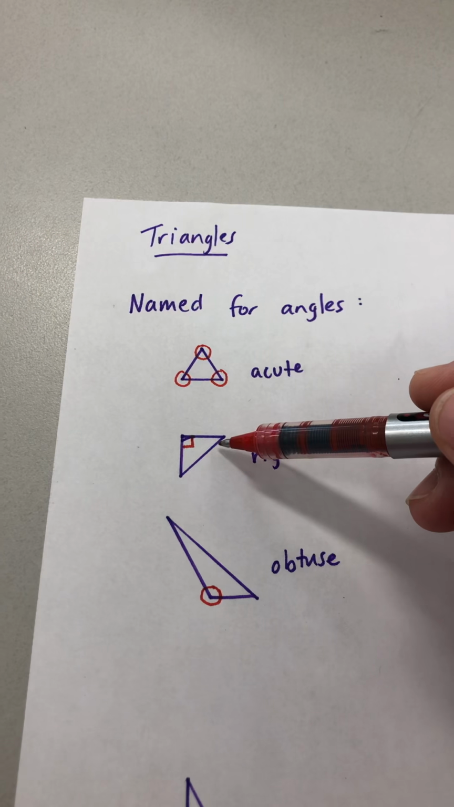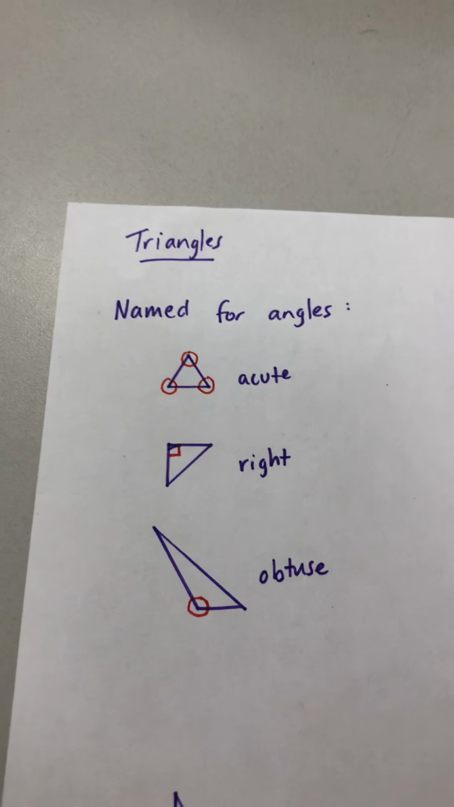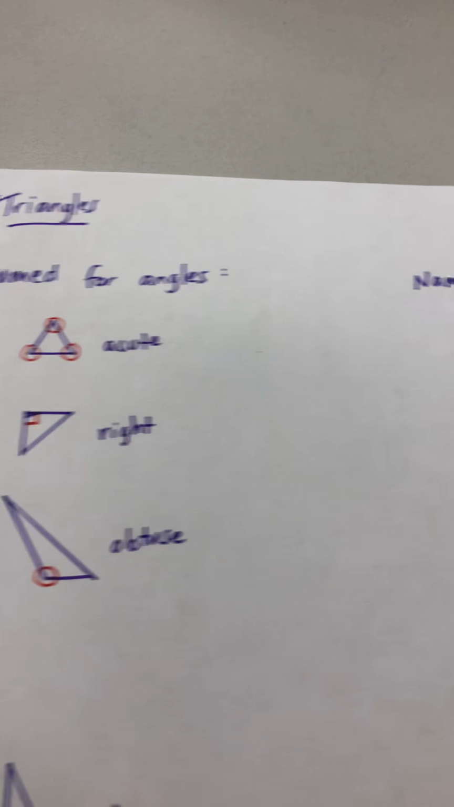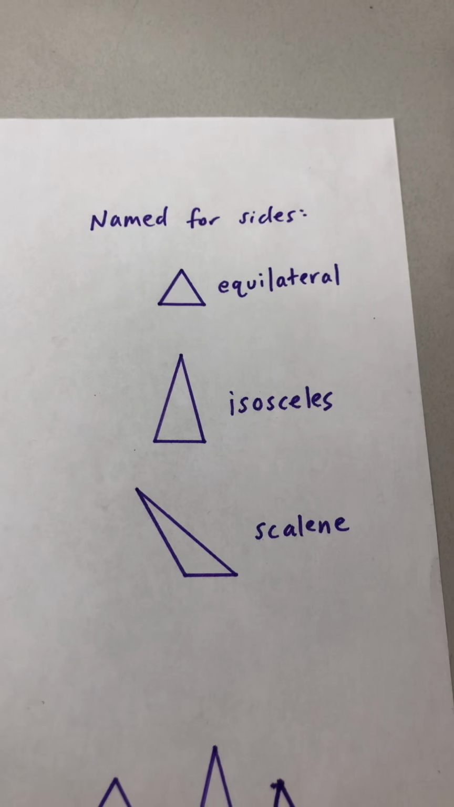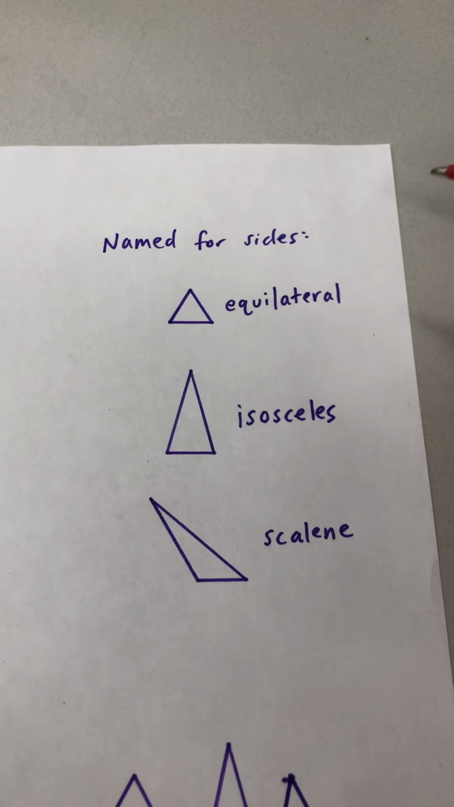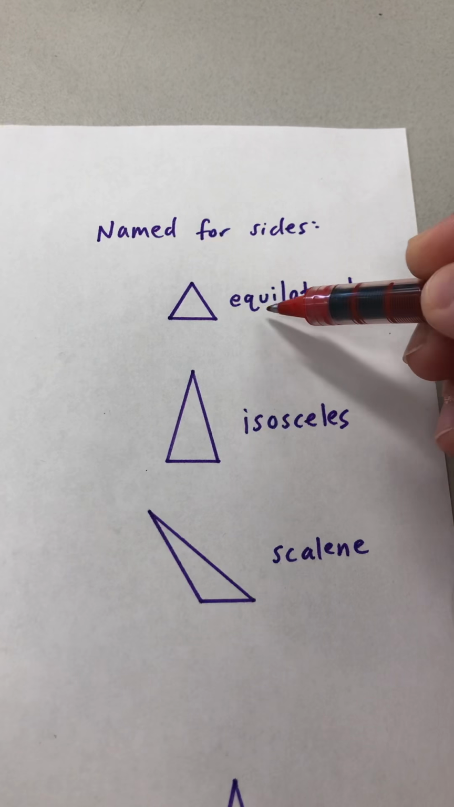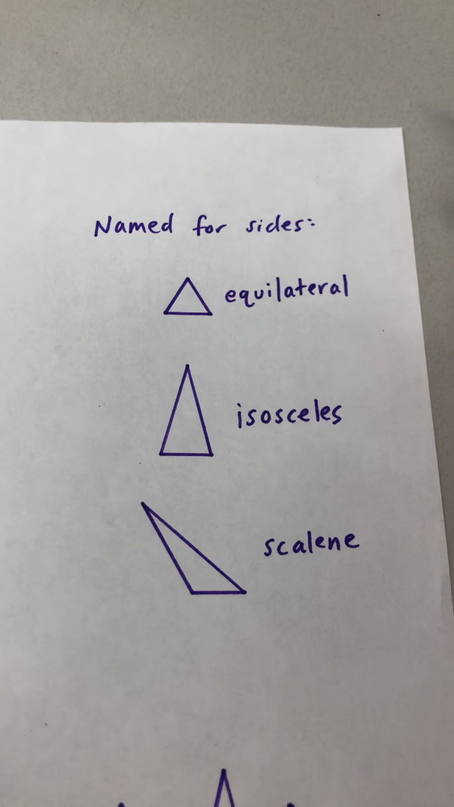Any right angle in a triangle makes it a right triangle, and any obtuse angle in a triangle makes it an obtuse triangle. Now, additionally, triangles can be named for their sides. So equilateral triangles are going to have 3 equal length sides, or what we call congruent sides.